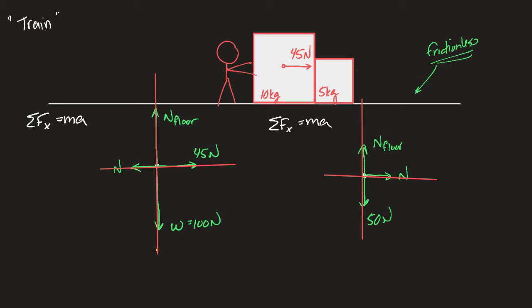I'm going to do what I've been doing, which is follow these directions and say that I'm going to add up all the forces that act in the X direction, set them equal to MA. So for the first box, that's 45 minus normal equals 10 times A. And for the second box, that's going to just be normal equals 5 times A. And that's it. That's all that Newton's laws can tell us.